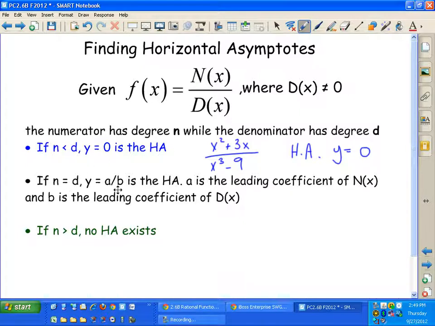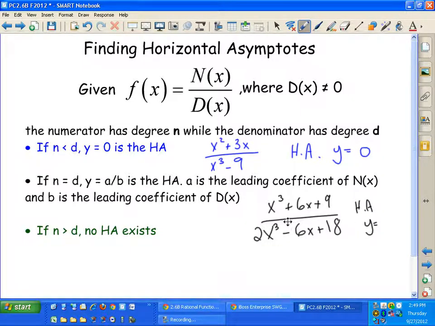If the degrees are the same, where we have something like x cubed plus 6x plus 9 over 2x cubed minus 6x plus 18, we end up with a horizontal asymptote that is defined by the leading coefficients of the highest degree. So it would be a fraction of them, 1 over 2. So we'd have a horizontal asymptote at y equals 1/2.